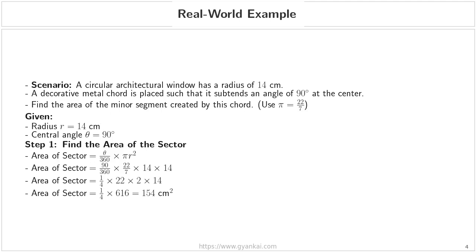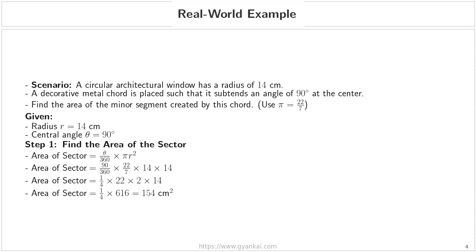Step 1, we need to find the area of the sector. To do this, we use the formula we discussed in the previous slides. Theta divided by 360 multiplied by pi r squared. Plugging in our values, we get 90 divided by 360 multiplied by 22/7 times 14 times 14. If we simplify 90 over 360, we get 1/4.